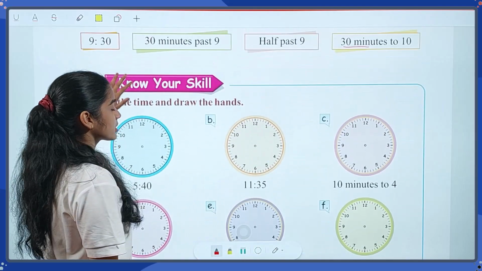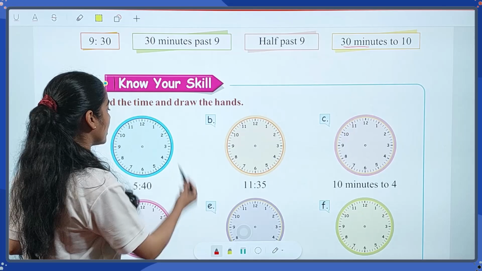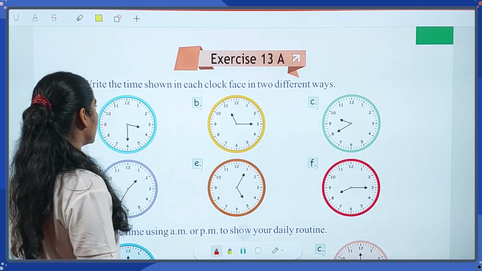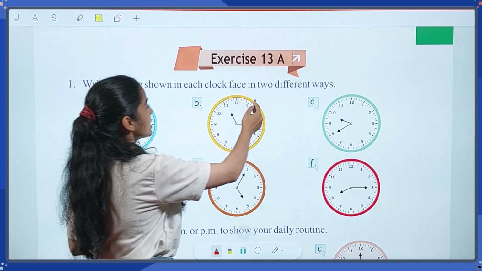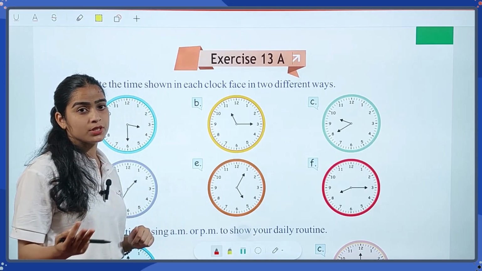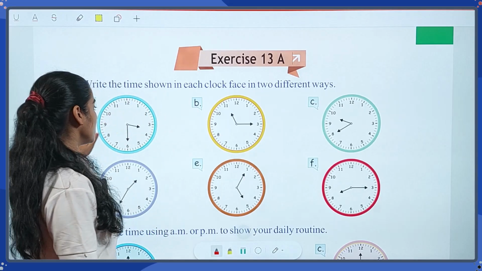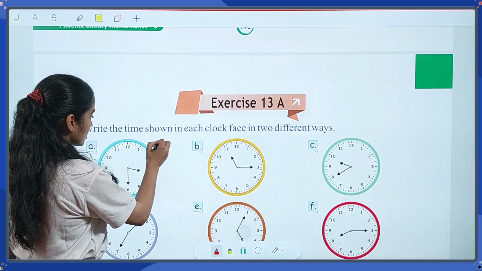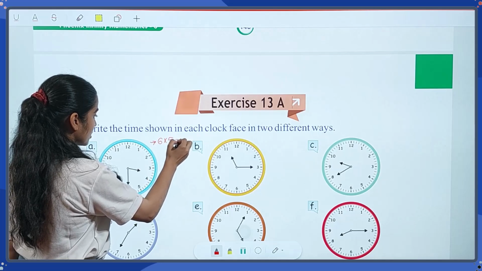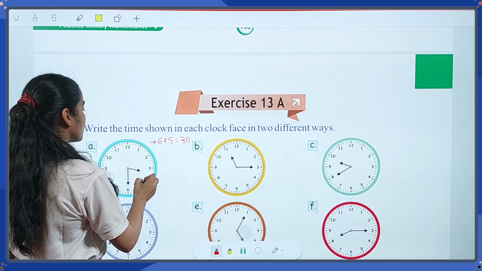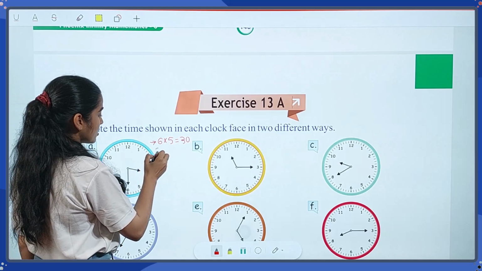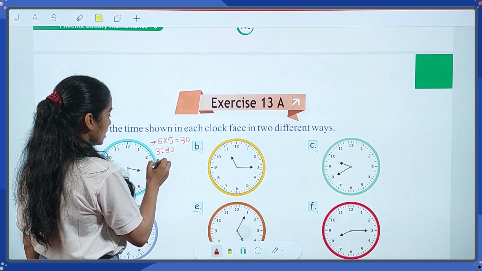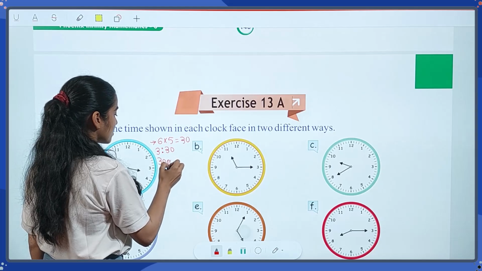Now you have to know your skill. You have to tell how much you have learned till now and write their representation as shown below. Now you have your Exercise 13A. Write the time shown in each clock face in two different ways. We learned about three different ways to represent our timings, so we have to use two ways to represent this time. Our minute hand is at 6, so 6 multiplied by 5, which is 30. And our hour hand is between 3 and 4, so you have to take the smaller one, which is 3. 3:30 is your timing.